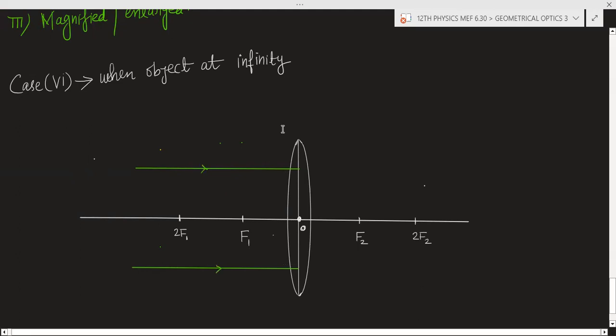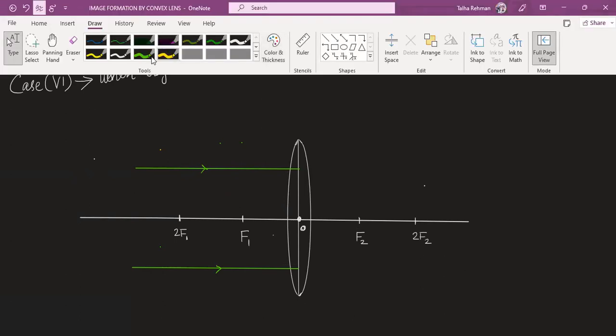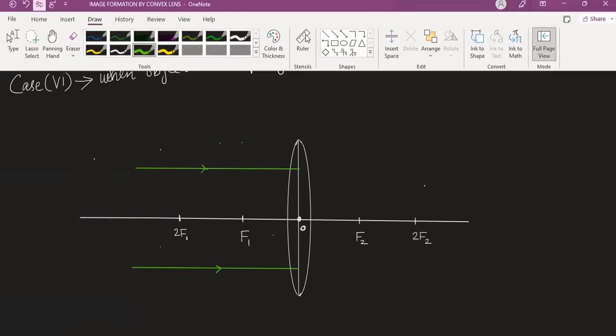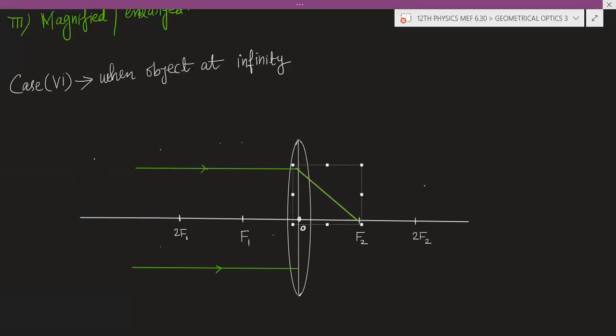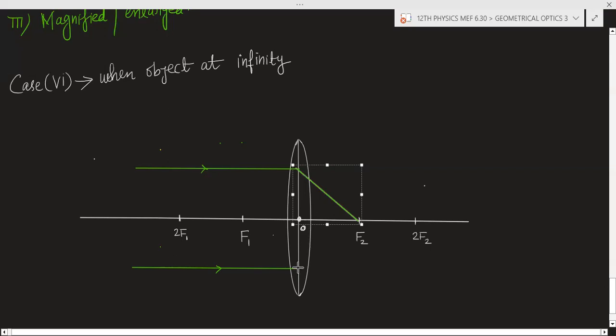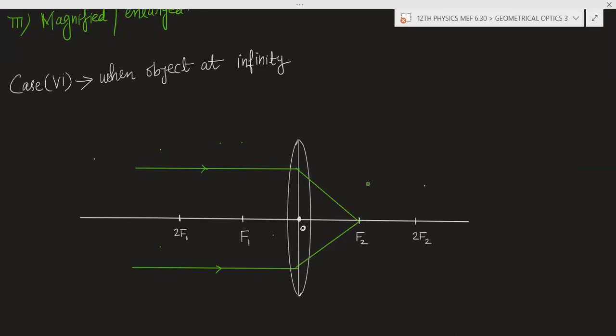And parallel rays, in case of the convex lens, meet at focus. So these rays will meet at focus, so the image will also be formed at focus. So these rays will meet at focus like this. And you can see here this point-sized, means very small size, image will form.